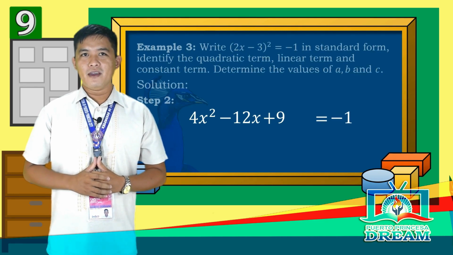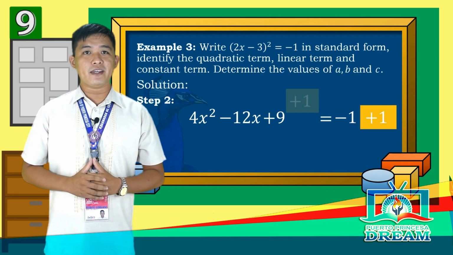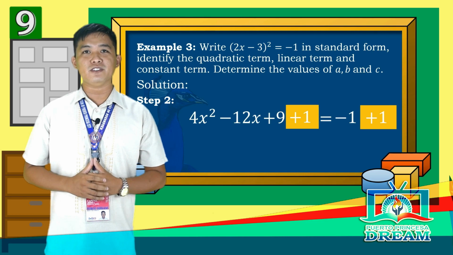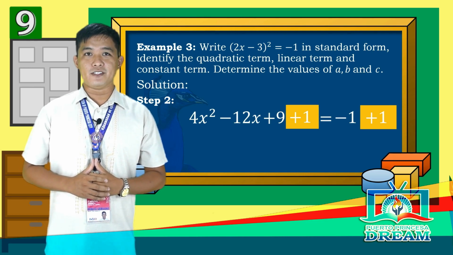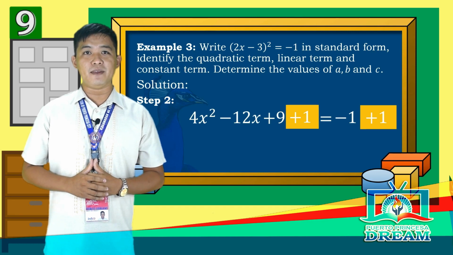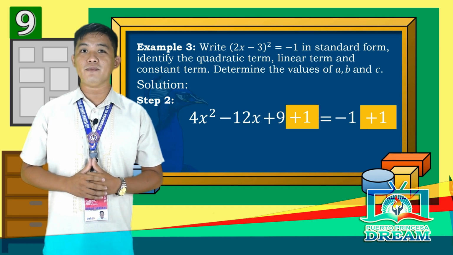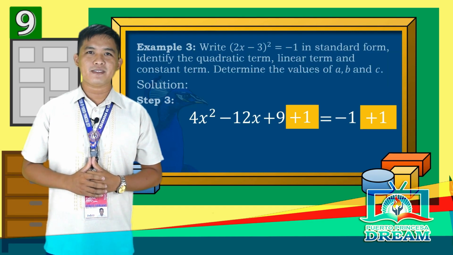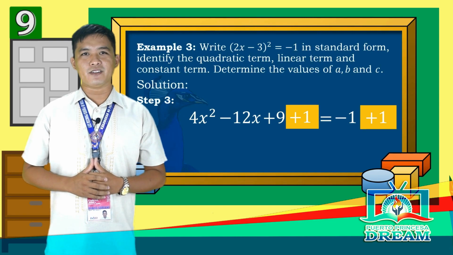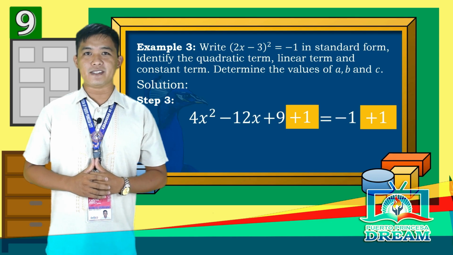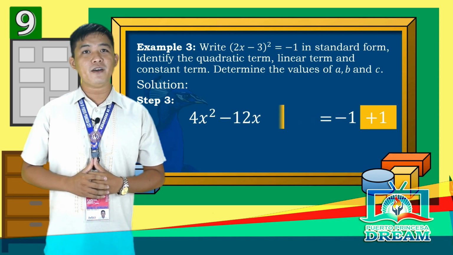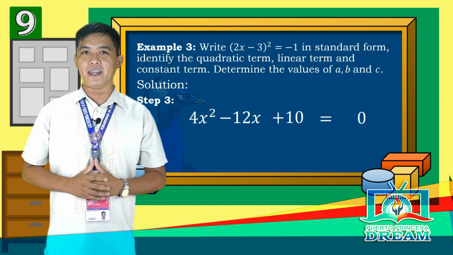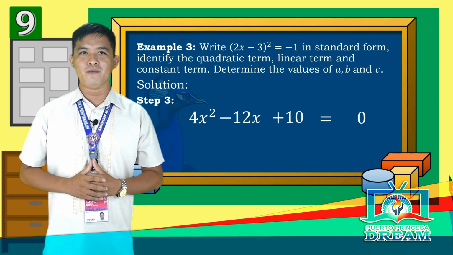Step 2. Add 1, the additive inverse of negative 1, to both sides of the equation to make the right side of the equation 0. 4x squared minus 12x plus 9 plus 1 is equal to negative 1 plus 1. Step 3. Combine like terms. The equation 4x squared minus 12x plus 9 plus 1 equal to negative 1 plus 1 will become 4x squared minus 12x plus 10 equal to 0.